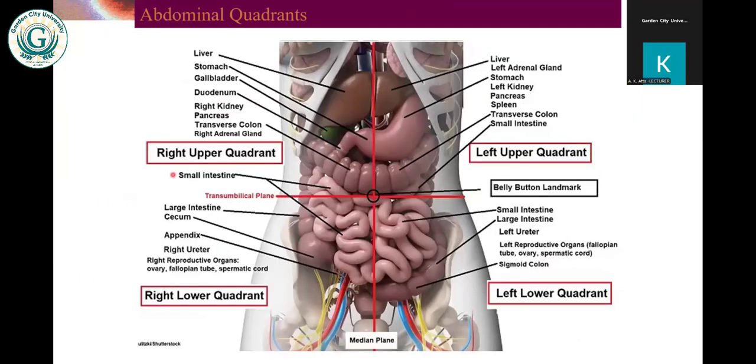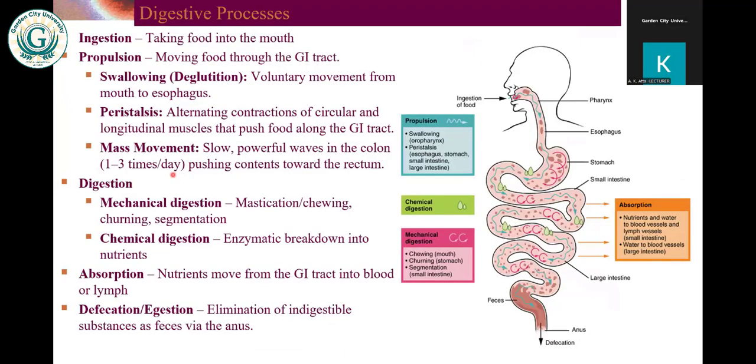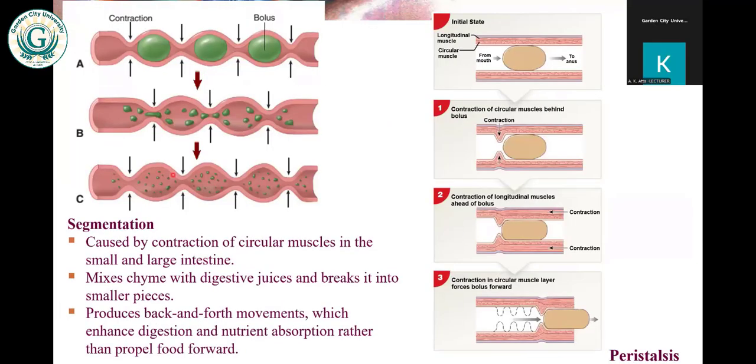We did an overview of the abdomen division into four quadrants and nine abdominal regions. We looked at the digestive processes: ingestion, propulsion, digestion, absorption, and ejection. We explained the propulsion: swallowing, peristalsis, mass movement. Then in terms of digestion, mechanical digestion, we explained the churning that occurs in the stomach and segmentation as occurs in the small intestines.